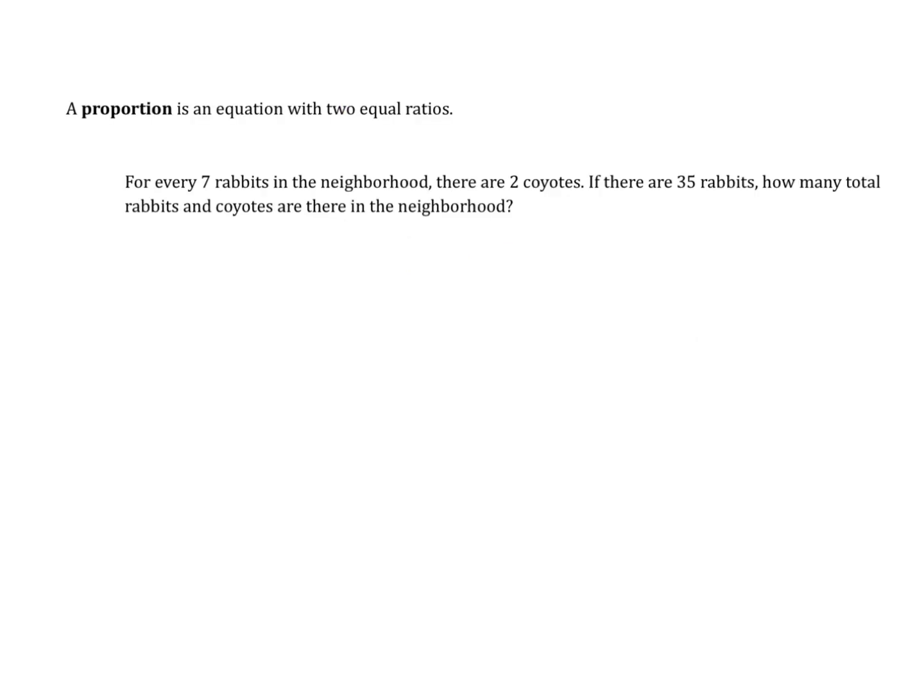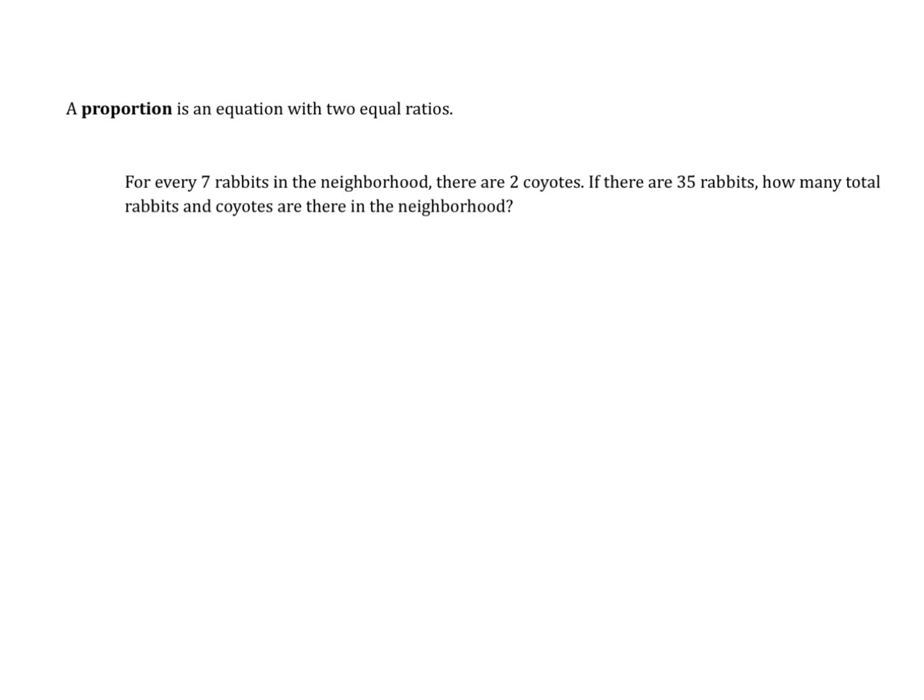A proportion is an equation with 2 equal ratios. So we can solve problems involving ratios using proportions. Let's look at this example. For every 7 rabbits in the neighborhood, there are 2 coyotes. If there are 35 rabbits, how many total rabbits and coyotes are there in the neighborhood?